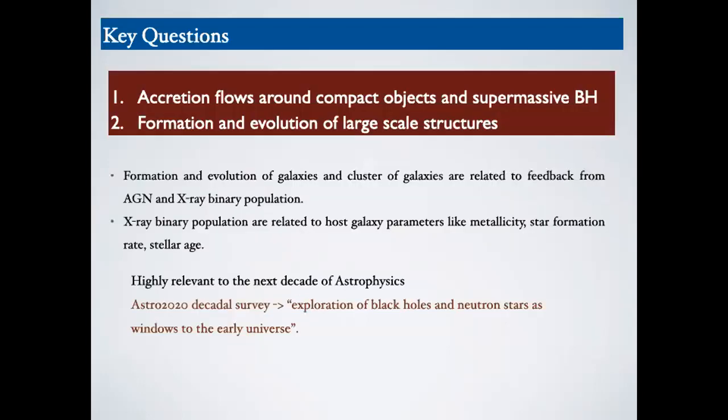All right. So now the key questions in astrophysics, especially in high energy astrophysics, are how these accretion flows behave around compact objects and supermassive black holes. Are there universal scaling laws that relate the two? And also how do these impact the formation and evolution of large scale structures? What we now know is the formation and evolution of galaxies is highly dependent on the feedback from the supermassive black holes. Vice versa, the X-ray binary population is dependent on the host galaxy parameters like metallicity, star formation rate, and stellar age. So these are not two independent problems, but intertwined issues.